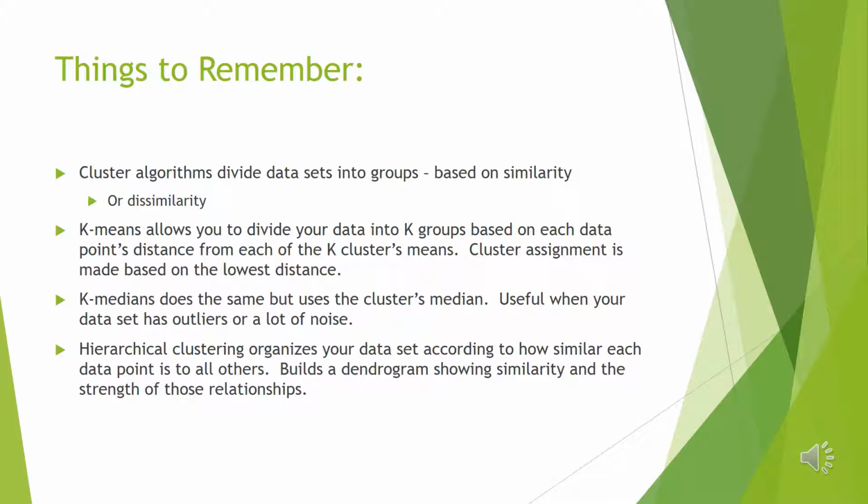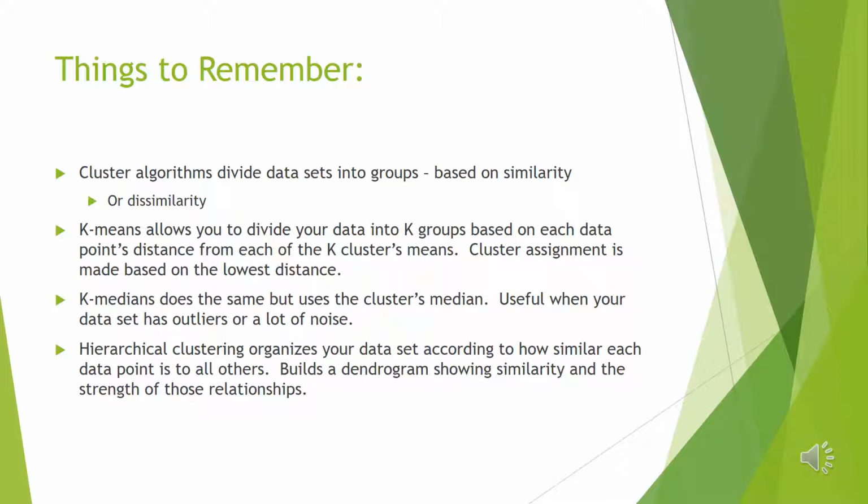K-means allows you to divide your data into K groups based on each data point's distance from each of the K clusters' means. So first off, we calculate the K clusters' means. We go through several iterations of the algorithm to refine those means. Those means are actually based on the value of the data points you fed in, and then the cluster assignment is made based on the lowest distance. So if you've got data point 492, you're going to look at all of your cluster means and determine which cluster it belongs to based on the shortest distance to any one of those clusters' means. K-medians basically does the same thing, but instead of using mean, it uses median.